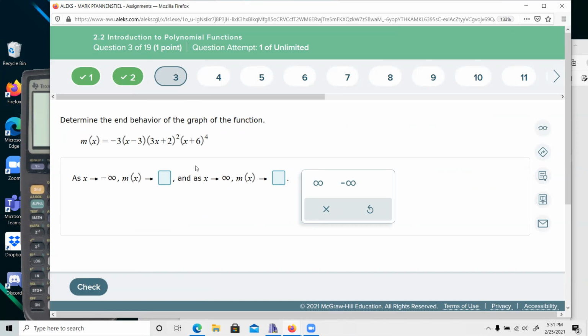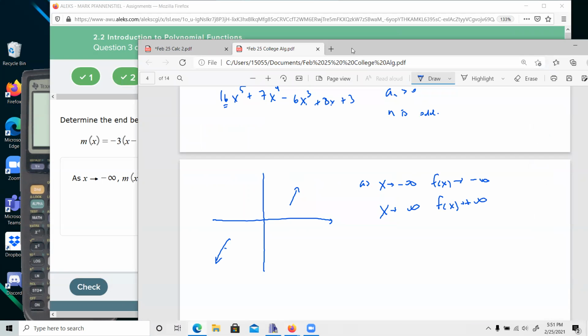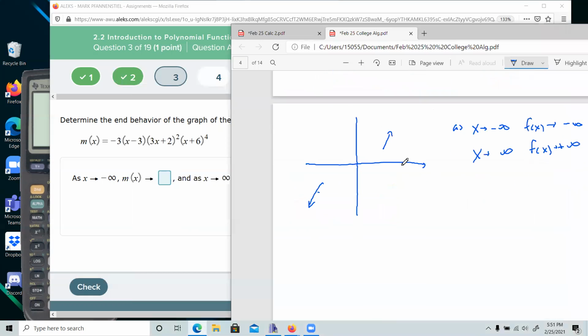All right. So this one, they want us to think about what's going on with this function, and it looks like they kind of want you to multiply it out. They do not. Do not multiply these things out unless you absolutely have to for your own peace of mind. We're just going to count them. So here's my m of x, and this is negative 3, x minus 3, 3x plus 2 squared, x plus 6 to the 4th.